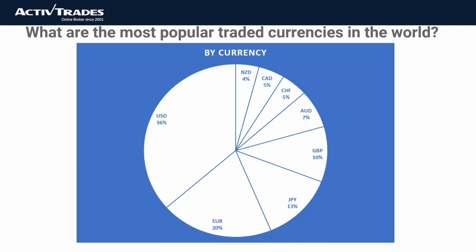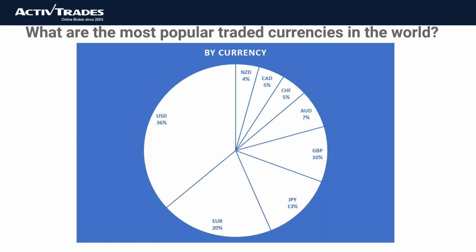So if we have a quick look at a snapshot of what are presently the most popular traded currencies in the world, you can see there, over a third is effectively in the US dollar, followed by the euro, then Japanese yen, sterling, Aussie, Swiss franc, Canadian, and Kiwi dollar. And that's just a snapshot. Those numbers can change a little bit on a quarter by quarter basis, but the general theme generally stays the same. Namely, that the US dollar is the most popular traded currency in the world.